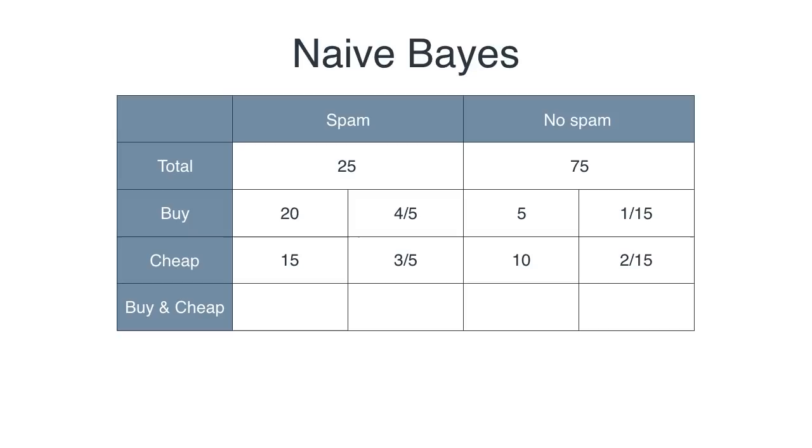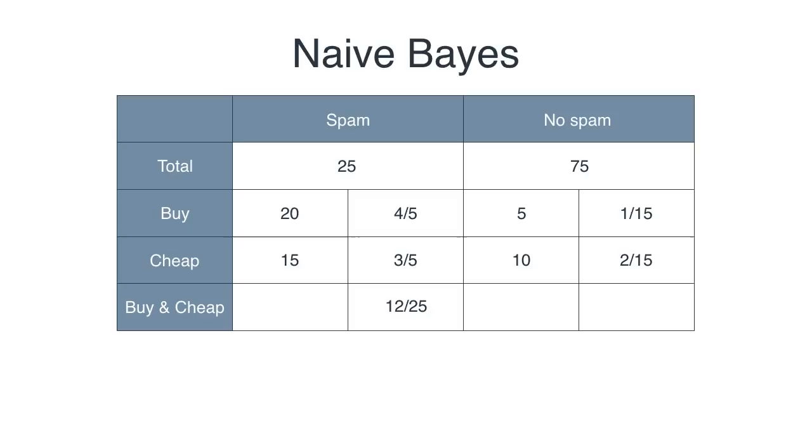So what we're going to do is make the naive assumption that the words buy and cheap are independent, so that one doesn't imply or push the other one to appear or stop it from appearing. And if we make this assumption, then we're going to say that the product of these two is the probability of the words buy and cheap appearing. So that's 12 divided by 25, the product of 4/5 and 3/5. So that's going to be our probability.